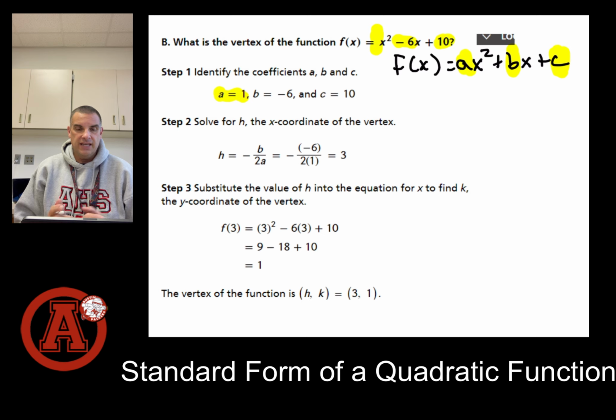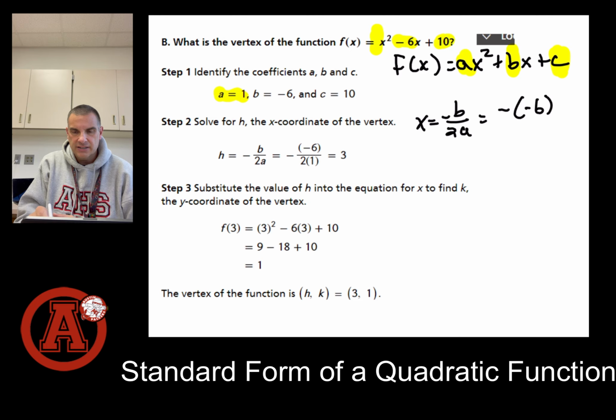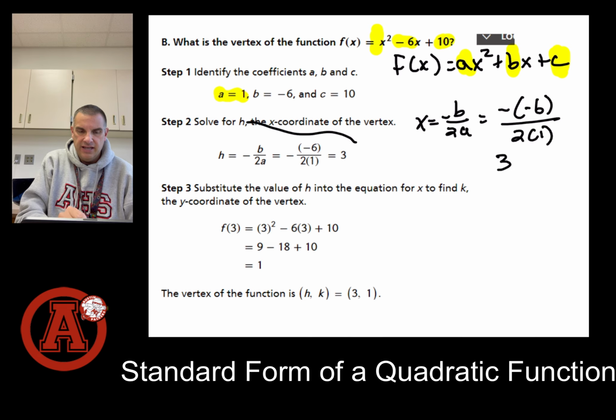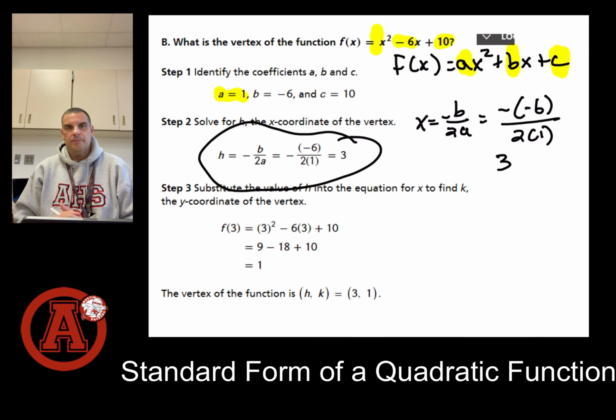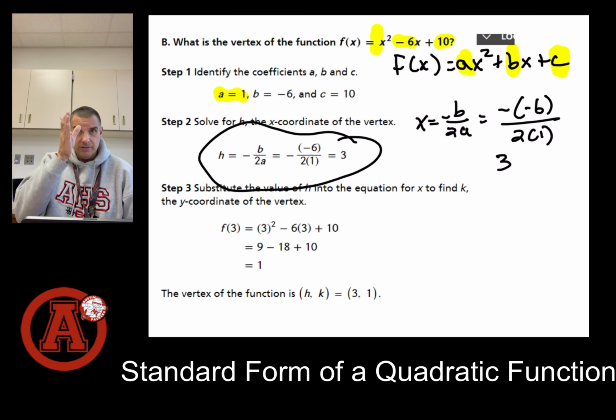In order to find the axis of symmetry, we're going to use x is equal to, or h is equal to, it's the same thing, x is equal to negative b over 2a. We know our b value is -6, so we've got the negative of -6 over 2 times 1. And when you get that, you have 3. Now that we've got that 3, that's our axis of symmetry line.